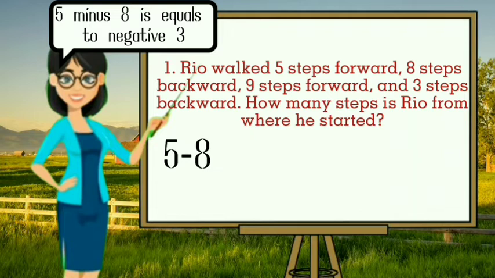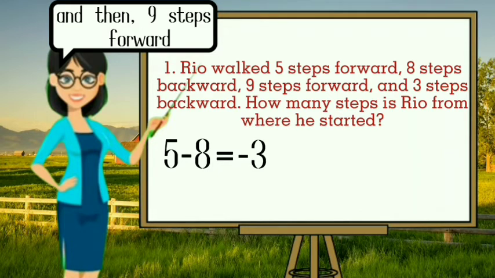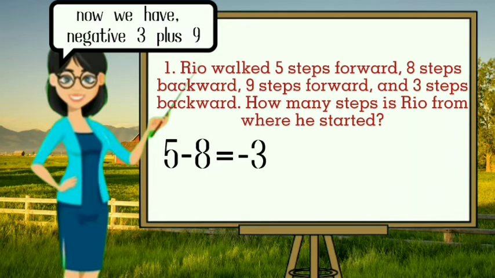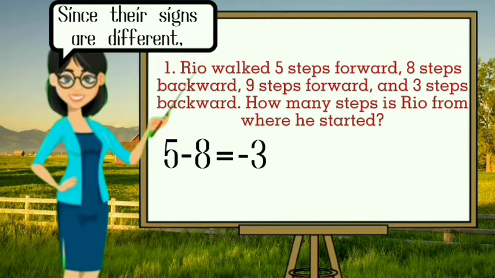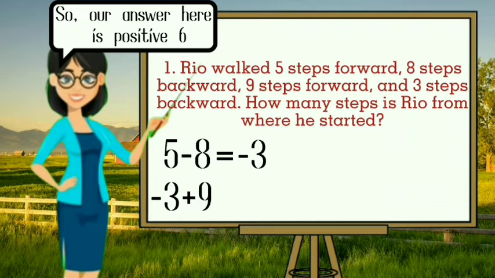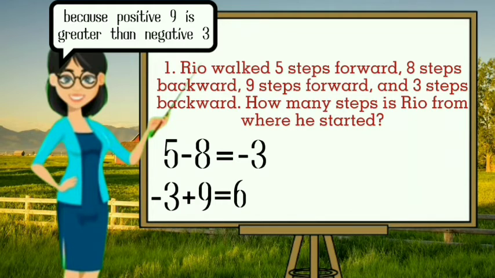5 minus 8 is equal to negative 3. And then 9 steps forward. Again, forward indicates positive. Now we have negative 3 plus 9. Since their signs are different, we subtract. So our answer here is positive 6, because positive 9 is greater than negative 3.